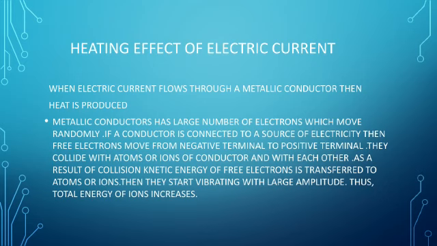Heating effect of electric current. When electric current flows through a metallic conductor, then heat is produced. Metallic conductors have a large number of electrons which move randomly. If a conductor is connected to a source of electricity, then free electrons move from negative terminal to positive terminal. They collide with atoms or ions of the conductor and with each other. As a result of collision, kinetic energy of free electrons is transferred to atoms or ions. Then they start vibrating with large amplitude. Thus, total energy of ions increases.